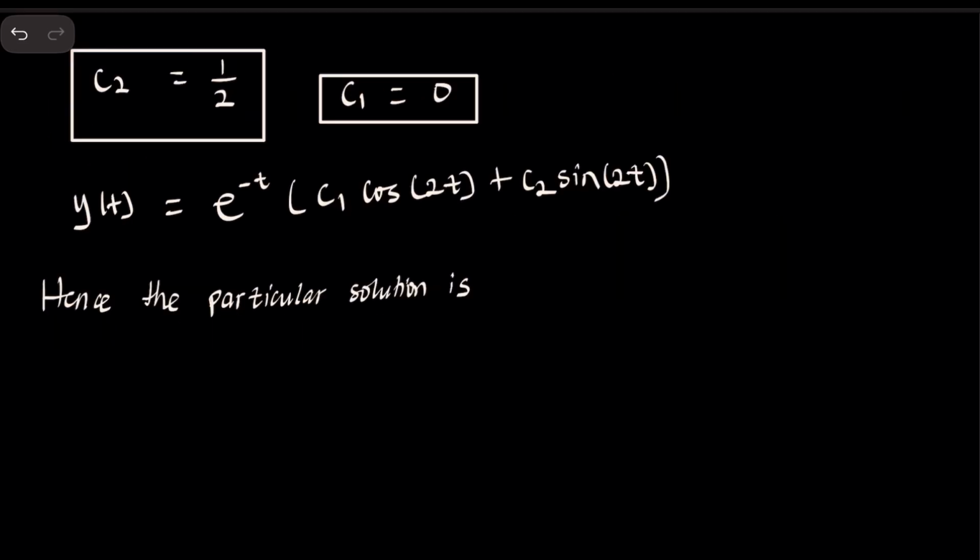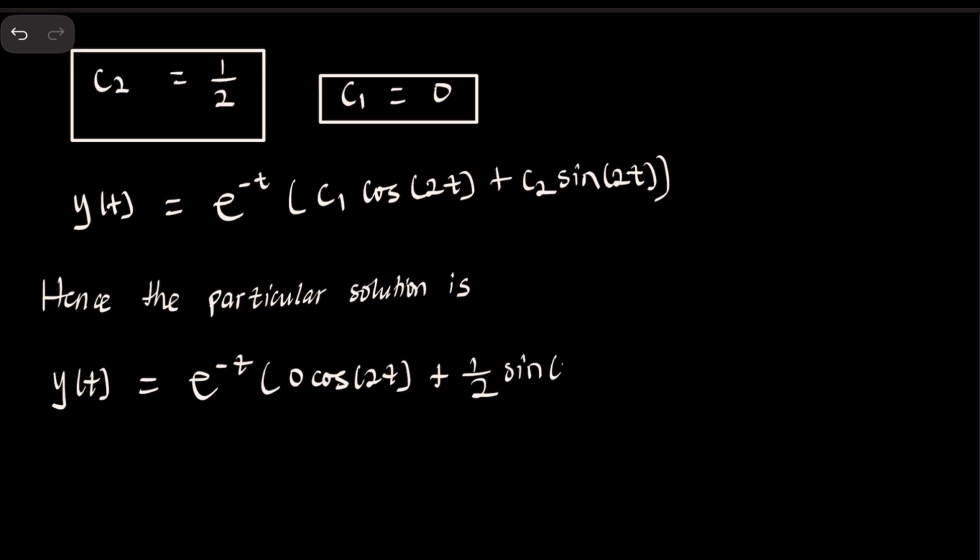Hence the particular solution is y of t is equal to e exponent minus t. c1 is 0, so here's going to be 0 cosine of 2t plus c2 is 1/2, then sine of 2t. So this simplifies to 1/2 e exponent minus t, then sine of 2t. So this is our particular solution.